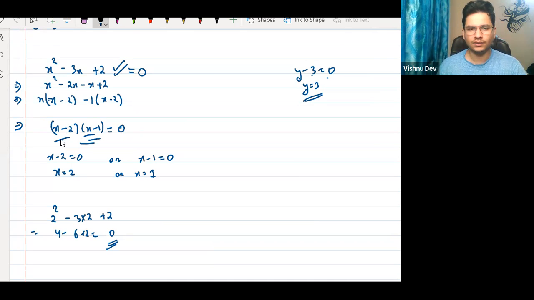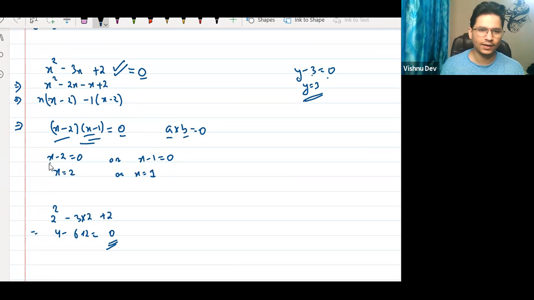Now tell me, if you factorize this and this is equal to 0, now if a into b is equal to 0, don't you think either a should be 0 or b should be 0, or both can be 0? Yes or no? That is the point. So here I can say x minus 2 is equal to 0 because this is one factor, or x minus 1 is equal to 0. Yes, a and b both can be 0.